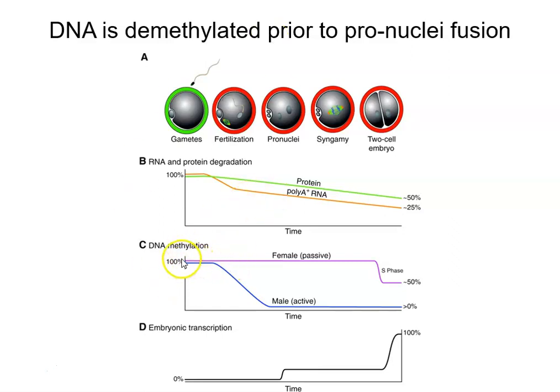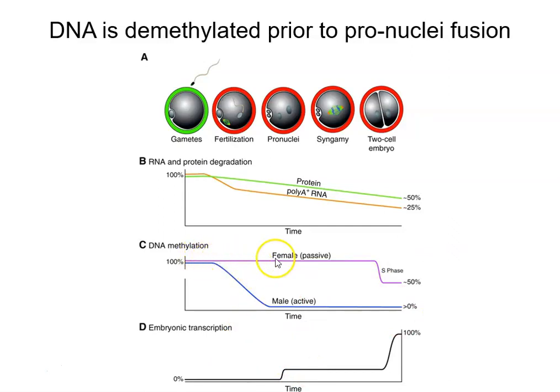Now, immediately after fertilization, the male-derived DNA is deliberately demethylated. So that will go to very close but not quite 0% methylation. Basically everything is unmethylated apart from a few key regions which we will call imprinting regions, which we're going to cover right at the end of the lecture.